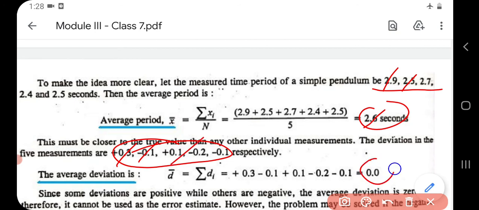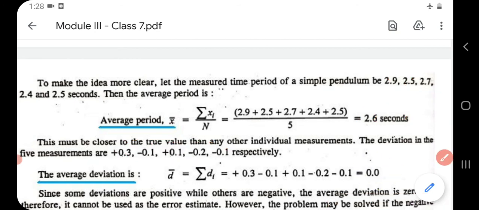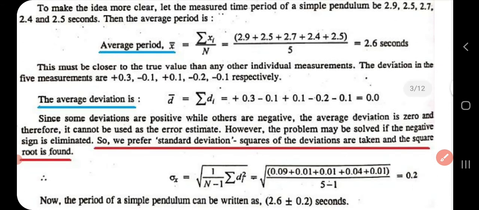On adding, you are getting the average deviation as 0. Why? Because you have obtained some positive values and some negative values, so they cancel each other, and that's why you're getting 0. So in such cases you will not be able to estimate the error. In order to overcome that, what you do is you take the square, so the negative values become positive. Instead of finding deviation, we use standard deviation, which is nothing but the squares of deviations are taken and the square root is found.